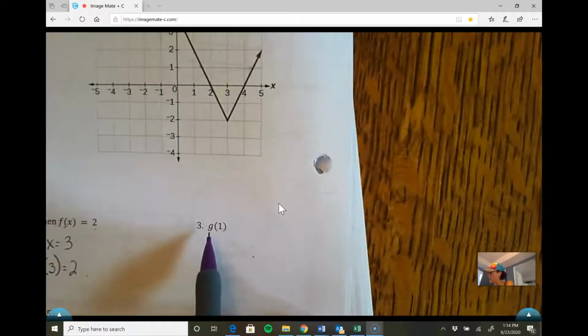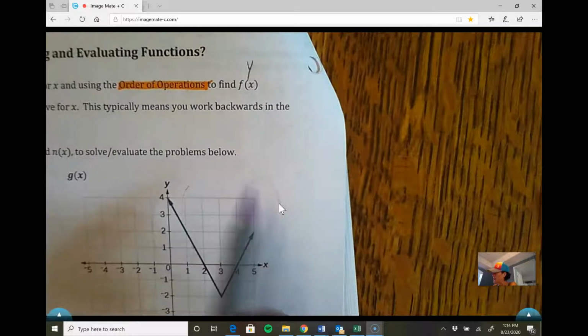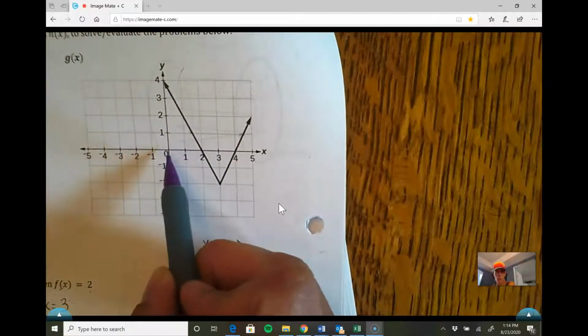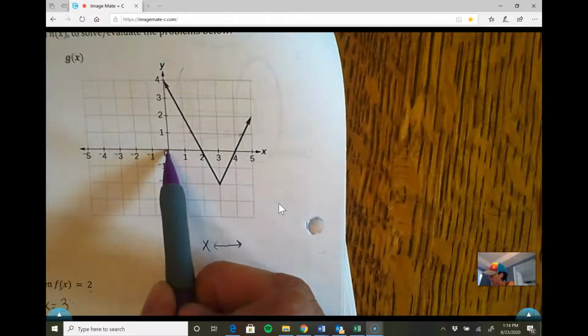So this is saying, what is my function going to be worth when the x value is 1? So here I need to look at my graph. Remember, x always tells you to move left or right when you start at the center, at the origin. So I need to go to where x is 1.